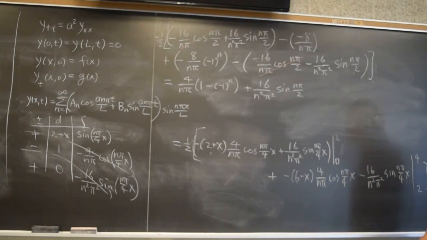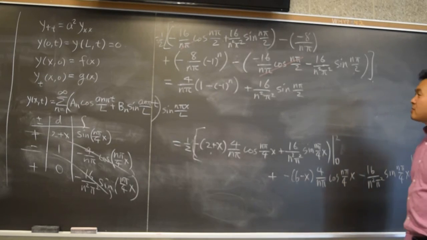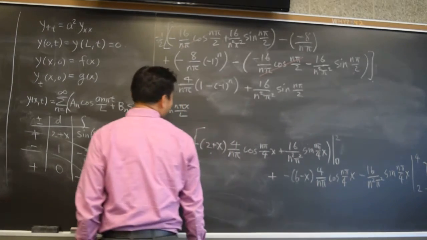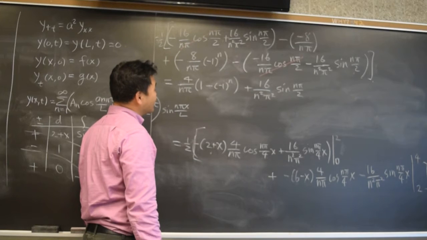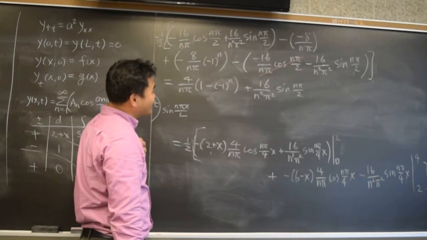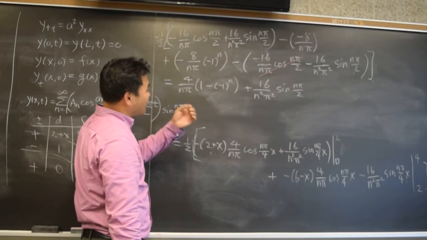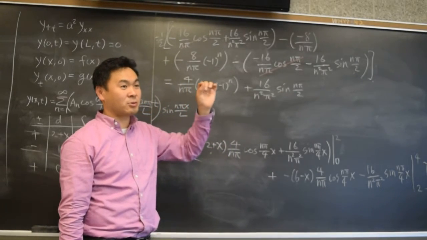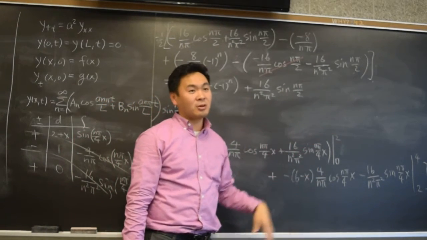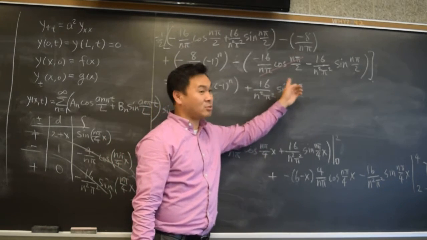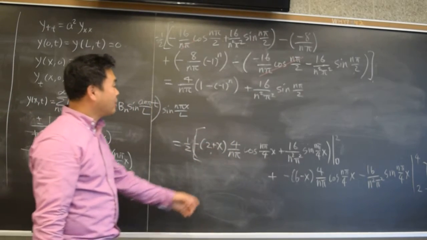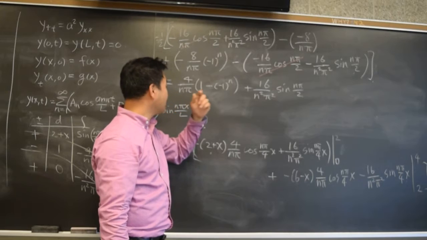Okay, so that's what AN is. Now this is not as nice as we would like it to be, because sine n pi over 2 is definitely a number that oscillates between 0, 1, 0, negative 1, 0. So when n is even, this will be 0. When n is odd, it will be either positive 1 or negative 1, right? So that's what happens. What about this one?